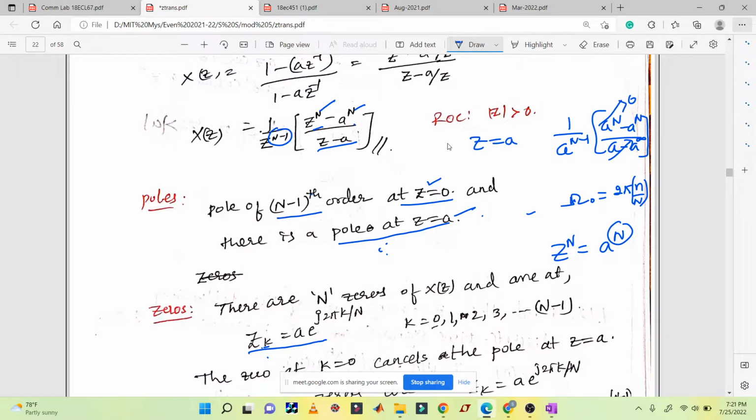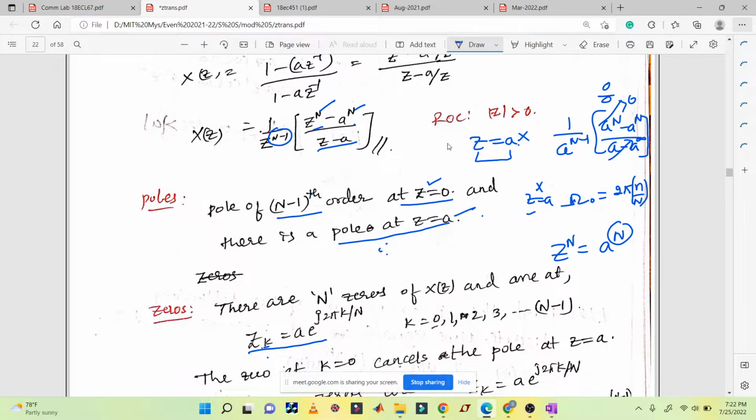Correct? So there is one point where 1 zero cancels one pole. It is a 0 by 0 rule. Correct? a^n minus a^n is equal to 0, and a minus a is also equal to 0, so 0 by 0. So here a pole is cancelling a zero. Sorry, a zero is cancelling a pole. And thereby we don't get any pole or zero at z is equal to a.